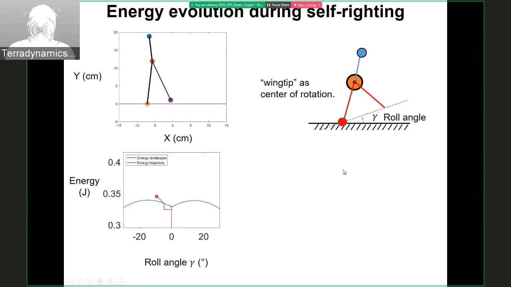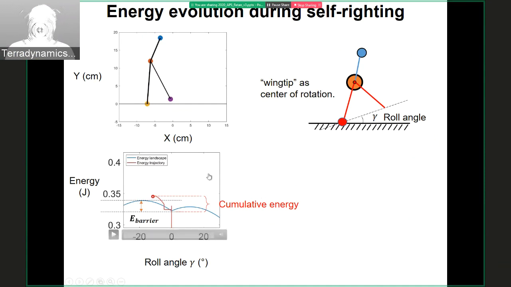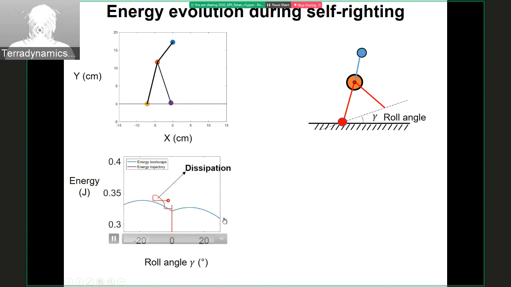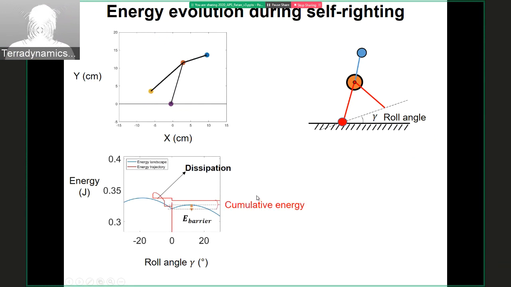So energy is accumulated during wing opening and leg rotation. However, before crossing this energy barrier, energy is dissipated. So the robot falls back and rolls to the other side. And for this rolling, the cumulative energy is greater than the energy barrier. So the robot successfully self-rights at this time.